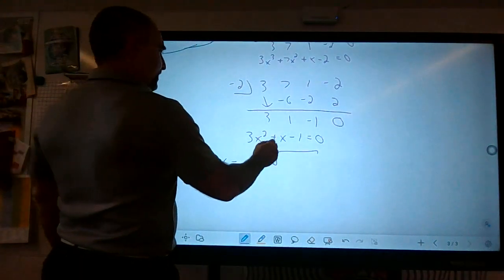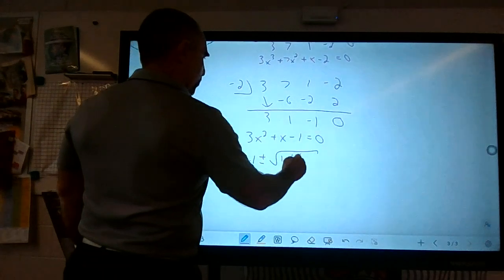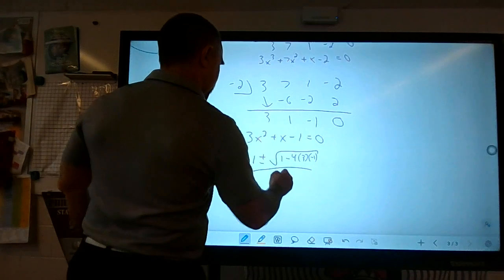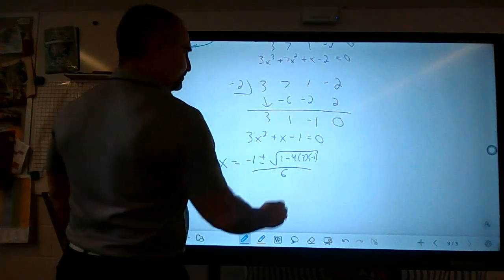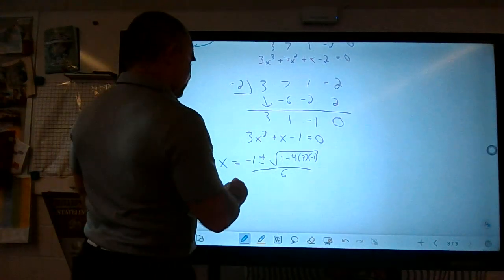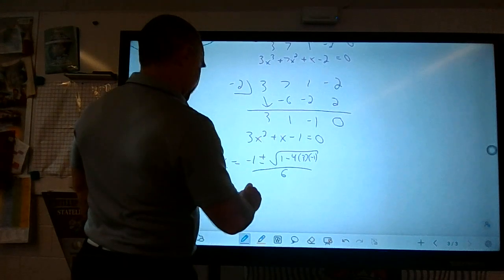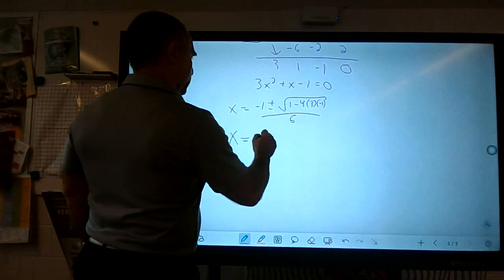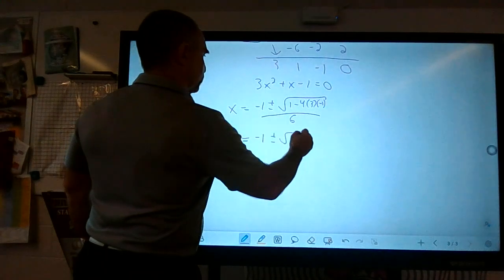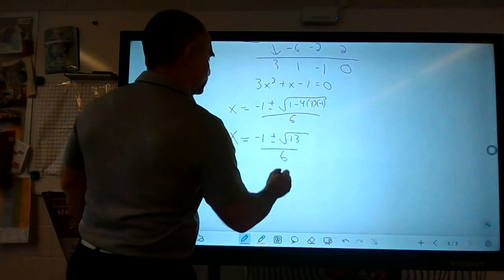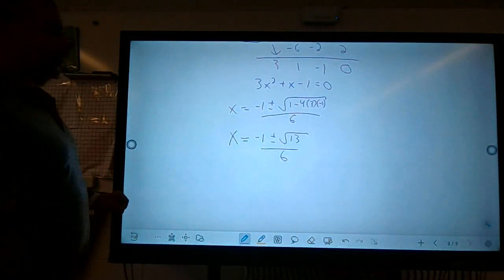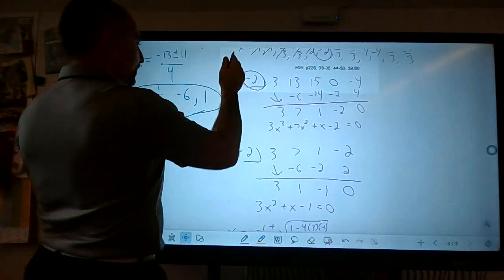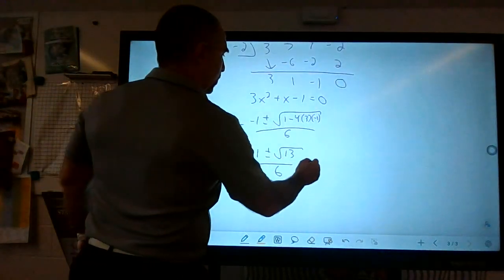Negative b plus or minus the square root of b squared minus 4 times a times c all over 2a. And 4 times 3 is 12. 1 minus negative 12. That is not going to be rational. So we're going to have negative 1 plus or minus the square root of 13 all over 6. Those are 2 of your answers, but don't forget, negative 2 and negative 2 are also answers.